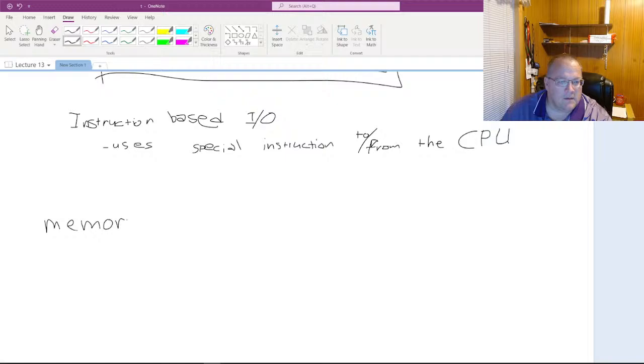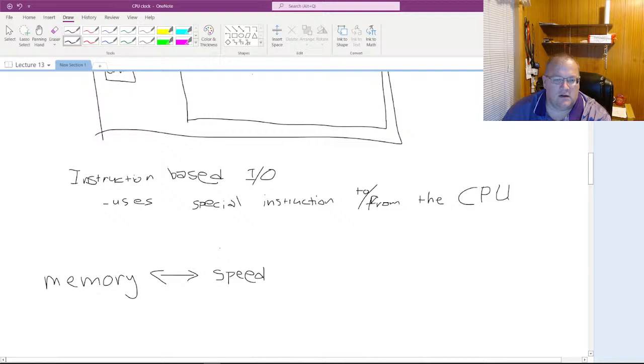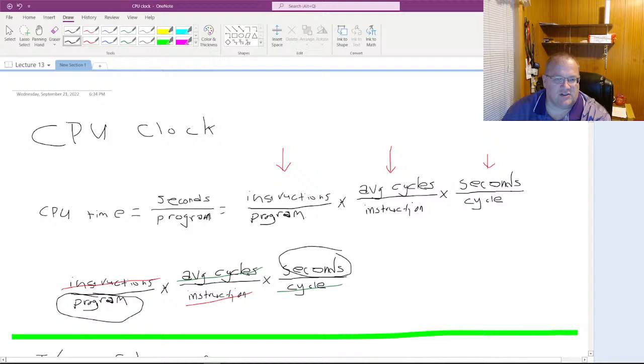Memory. And speed. So if we went back up here to this formula, it would take one instruction to do it, but then the average time per instruction is high. So it makes this go up. So although this went down, this would go up, and this is going to stay the same. But it doesn't go up in proportion. So it's slower. When we're doing this I/O with instruction based, we just have one instruction, or maybe one or two. With memory based, it doesn't take a lot of instructions, but we're going to have more instructions because we're going to have to come back later and pick things up out of that memory location.